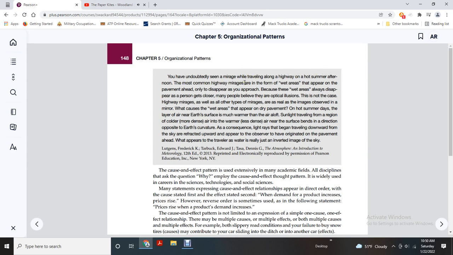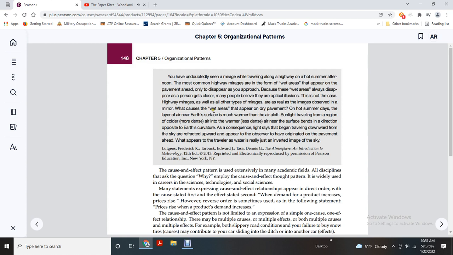The most common highway mirages take the form of wet areas that appear over the pavement ahead, only to disappear as you approach. Because the wet areas disappear as the person gets closer, many people are left with the idea of an optical illusion. That is not the case with highway mirages, but they are real, like the images observed in a mirror.